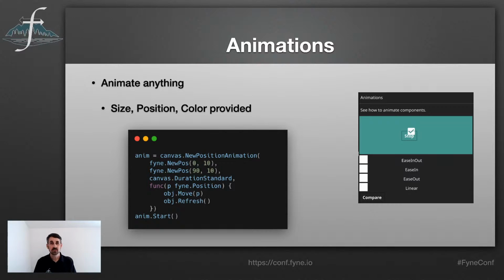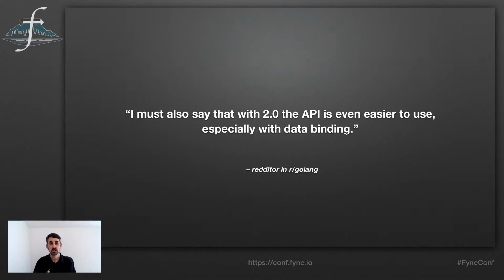2.0 was a very big release, and it was the first to change certain items in the API that we thought we'd learned a lot about during the development and wanted to remove or migrate. So it was the first breaking release. But it was really heartening to hear from people, like this Redditor who spoke up in r/golang to say that with 2.0 the Fyne API was even easier to use, especially with data binding. And I think that says a lot, especially when we've been trying to be easy to use all the time, so to be better at that is pretty excellent.